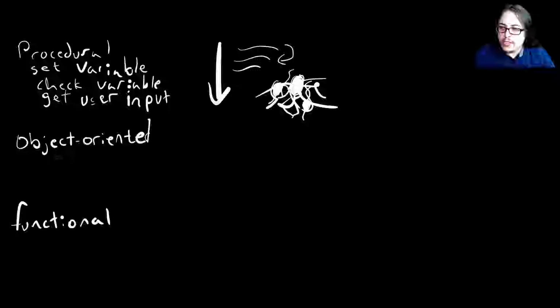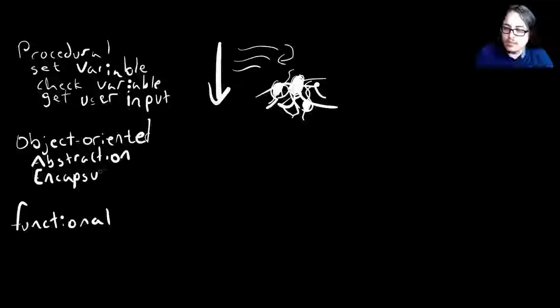So object-oriented code is code that follows 4 basic principles. You have abstraction, encapsulation, inheritance, and polymorphism.